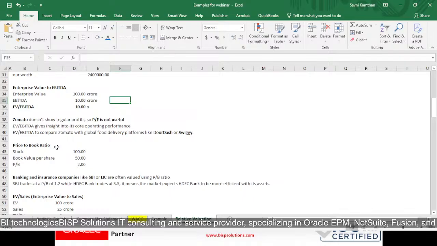So for an example, Zomato doesn't show regular profits, so PE is not useful in that case, right? But EV upon EBITDA gives insight into its core operating performance. Analysts use EV upon EBITDA to compare Zomato with global food delivery platforms like DoorDash or Swiggy. EV upon EBITDA helps compare companies regardless of their capital structure, which is debt upon equity. It's often used in M&A deals where total value matters, right?